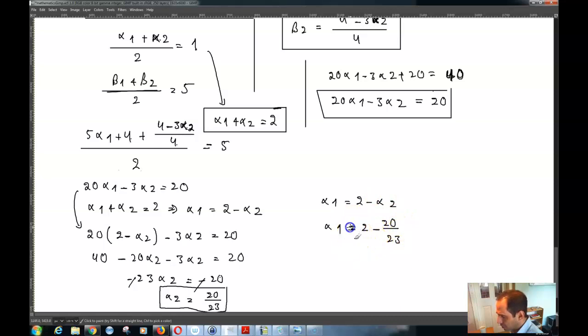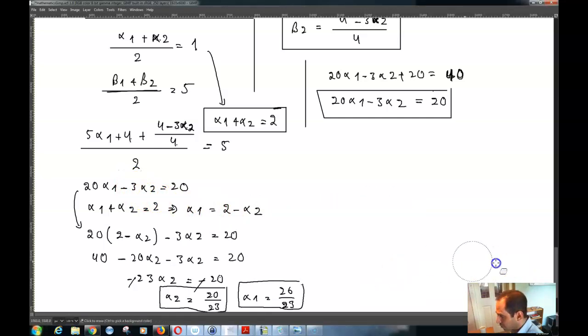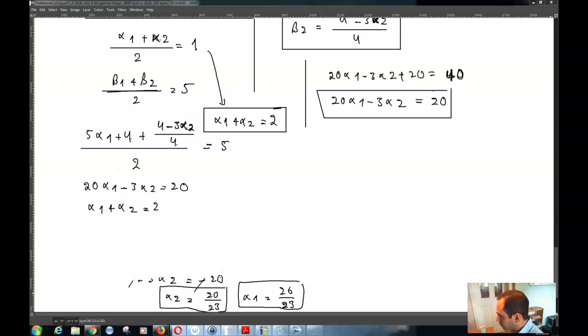So that is basically 46 minus 20, which is equal to 26 by 23. So alpha 1 is equal to 26 by 23, which is correct. So what that means is that, let me write down these answers. Basically over here I erase all of this. And so what this means is that basically alpha 1 is equal to 26 by 23 and alpha 2 is equal to 20 by 23. These are alpha 1 and alpha 2.